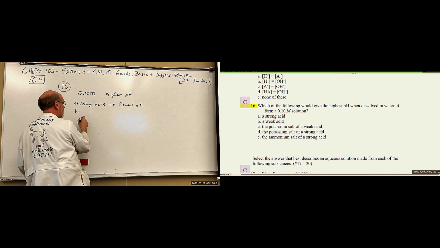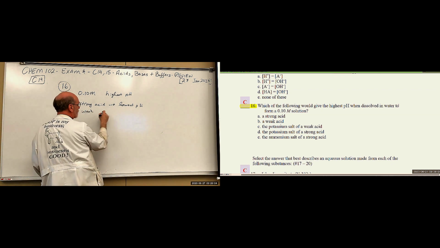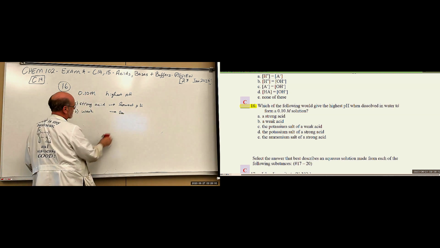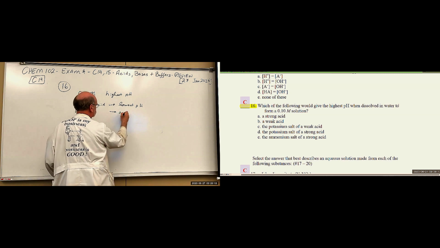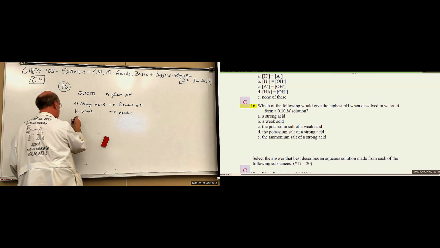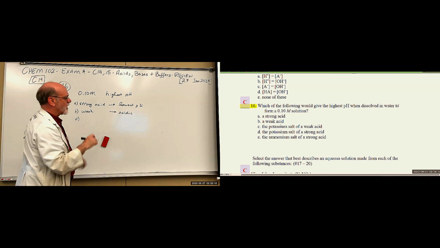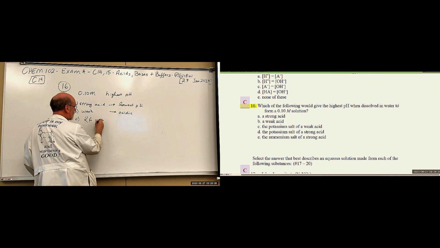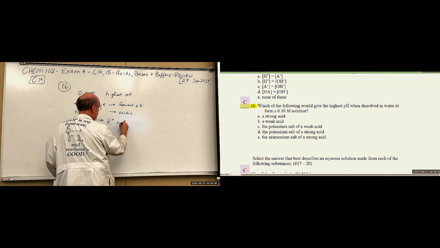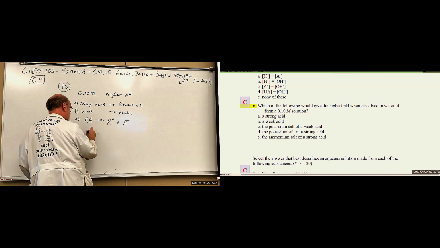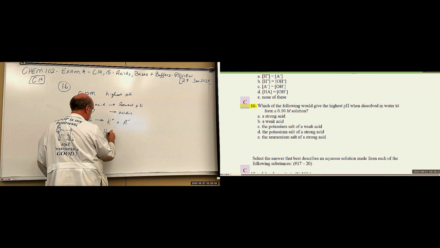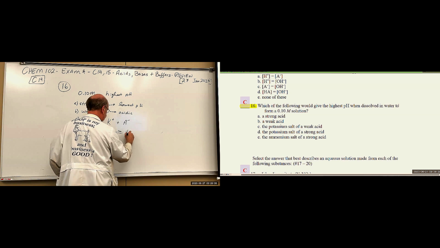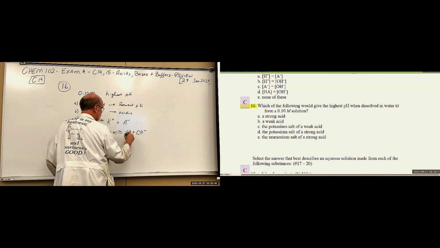A weak acid. A weak acid would still be acidic. It would definitely be acidic. Right. Potassium salt of a weak acid. All right, if we have a potassium salt of a weak acid, it's going to dissociate into potassium and the conjugate base. Then that conjugate base is going to react with water to produce the acid plus OH minus. So this is going to be basic.